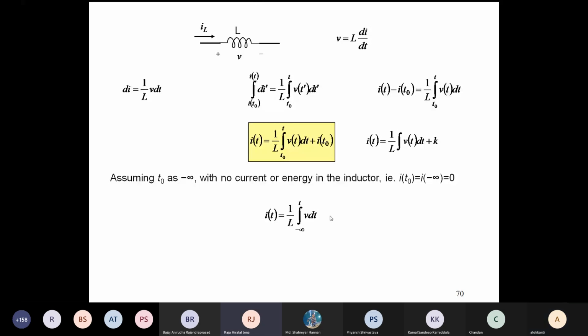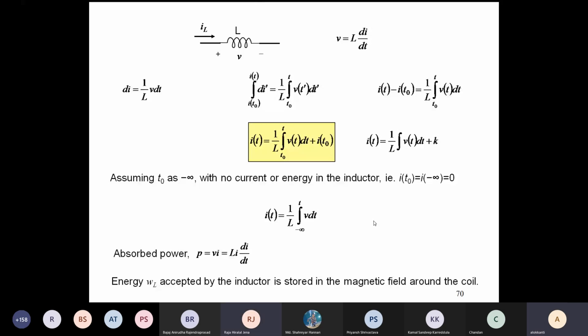So the absorbed power, we know the formula of power p equal to vi. If we substitute v, which is L di/dt, it becomes p = L i di/dt. And it's just like the capacitance.